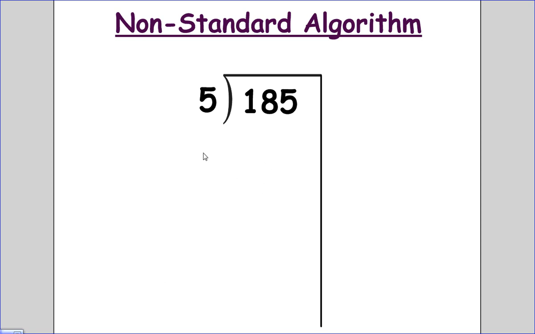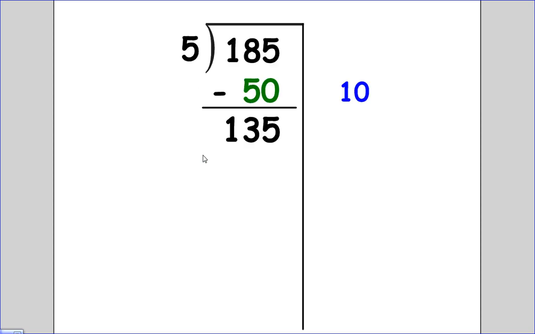185 divided by 5. This means that I need to divide 185 into equal groups of 5. How many groups can I make? By looking at the question and keeping my friendly numbers in mind, I know that I can get at least 10 groups. The first step will be to record the number of groups I have created on the right-hand side. This way I will be able to keep track.